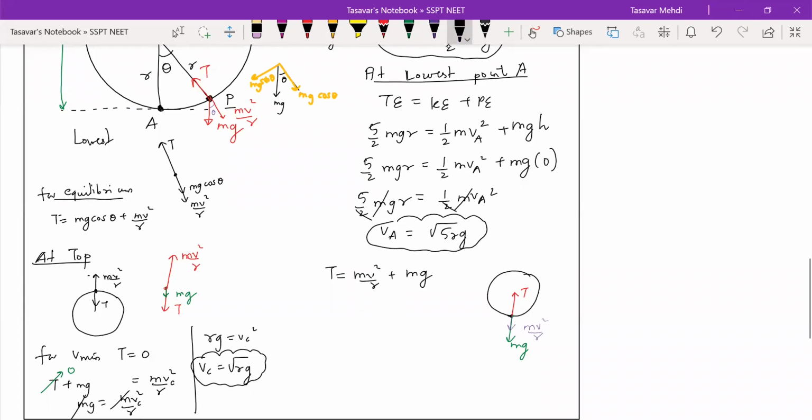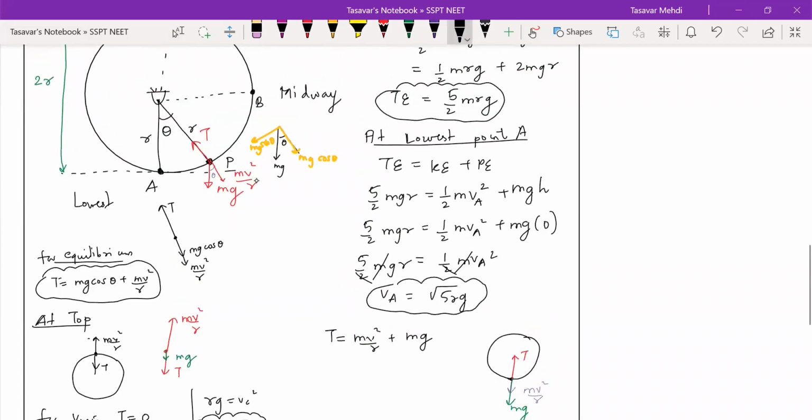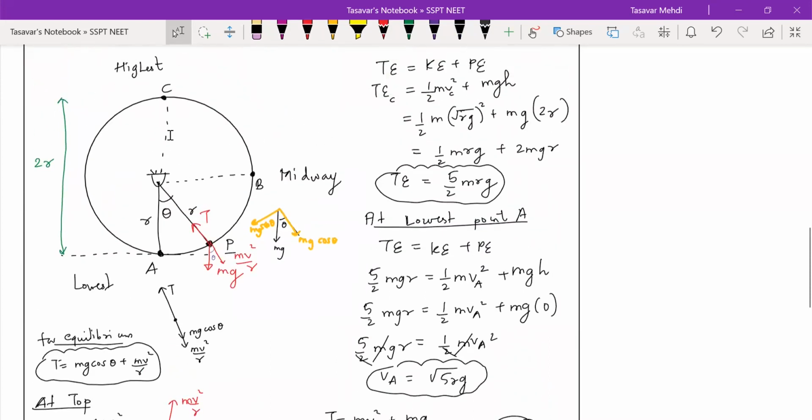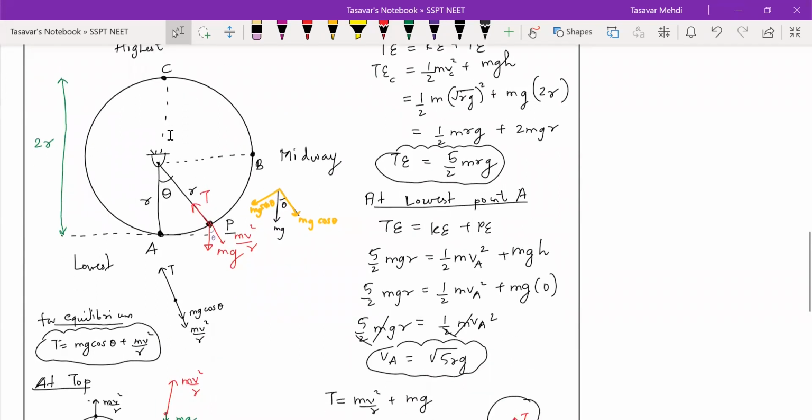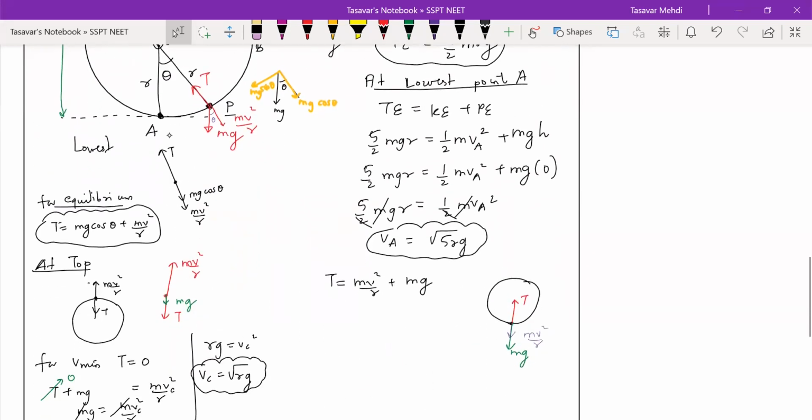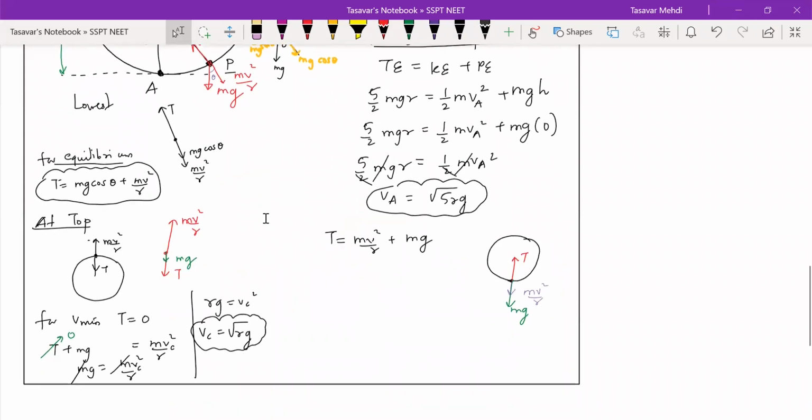Acha, this was one way, dear students. You can also use the general equation. What is the general equation? Tension is equal to mg cos theta plus mv square by r. Dear students, when you are at point A, the theta is 0. Visualize carefully. When you move to point B, the theta becomes how much? 90 degrees. When you move to point C, theta becomes how much? 180 degrees. Understand? So you can put the cos value here and solve it.